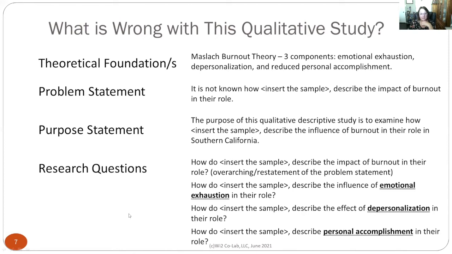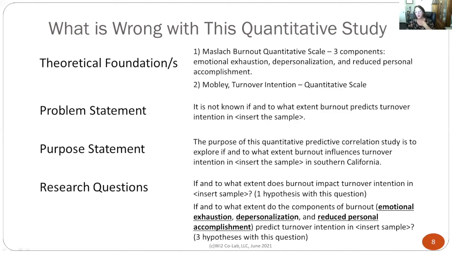All right, let's continue on here. What's wrong with this quantitative study?